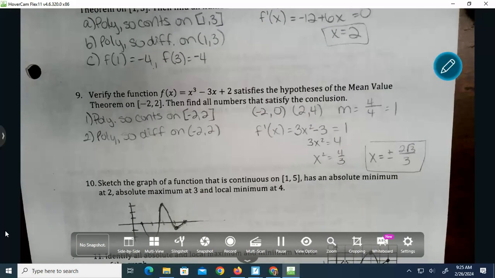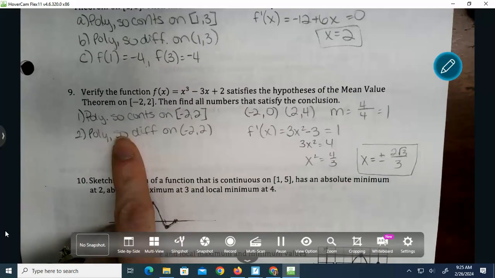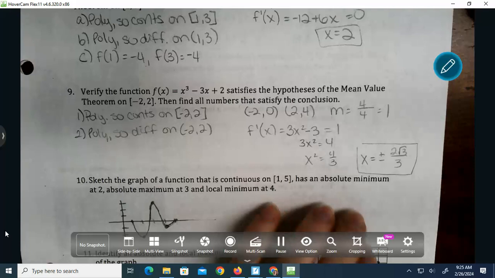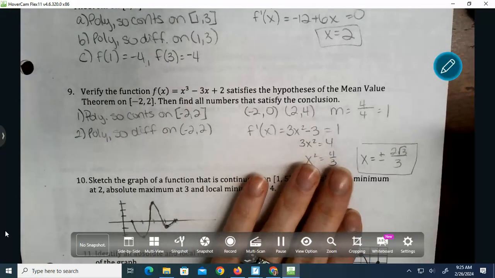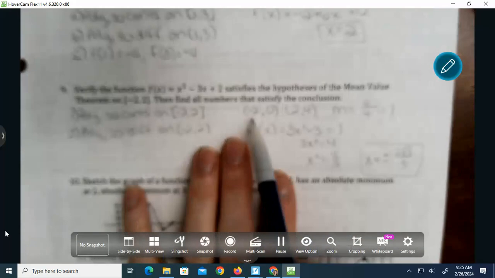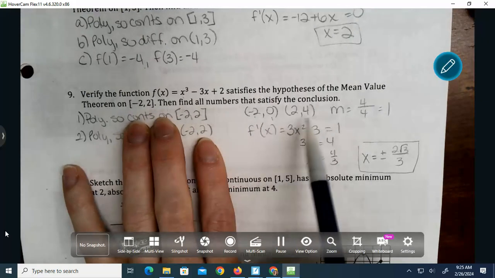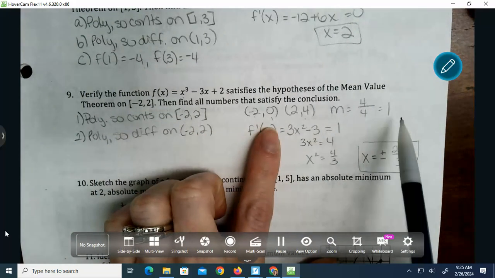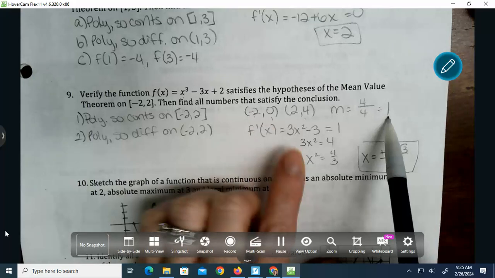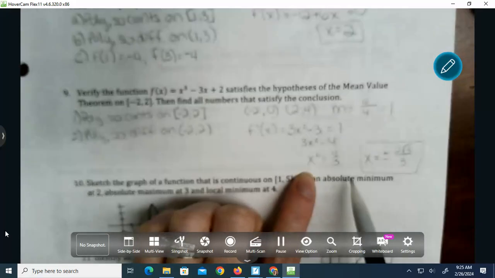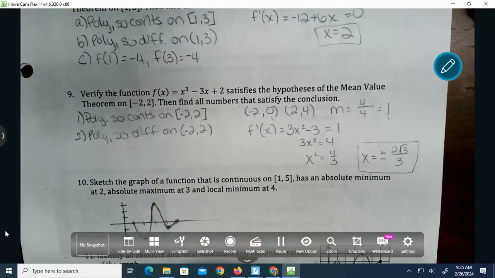Number 9, it's a polynomial, so it meets the 2 criteria, continuous and differentiable. Mean value theorem says somewhere the derivative equals the slope between the endpoints. So you have to plug in your endpoints. If you put in -2, you get 0. Put in +2, you get 4. Find the slope between those, which is 1. So you set your derivative equal to 1, and you get plus and minus 2 radical 3 over 3.